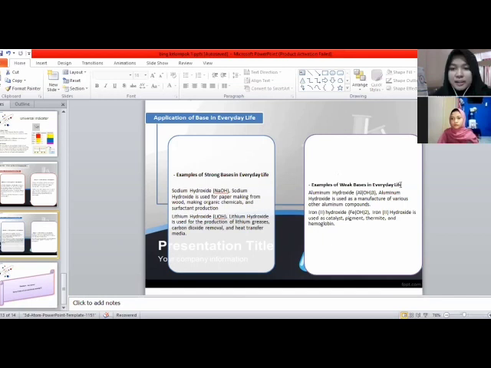Example of weak base in everyday life. Aluminum hydroxide. Aluminum hydroxide is used as a manufacturer of various other aluminum compounds. Iron 2 hydroxide. Iron 2 hydroxide is used as catalyst, pigment, thermite, and hemoglobin.